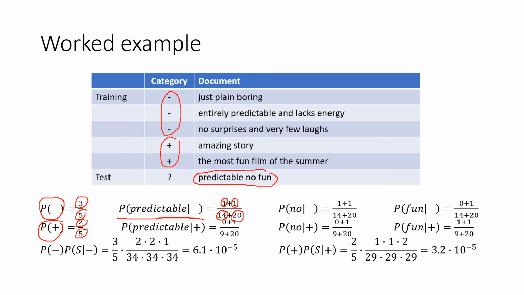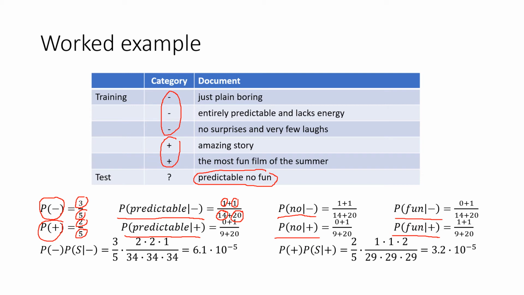In the same manner, we calculate the probability of the word no given the negative class and the probability of the word fun given the negative class. A similar calculation is done for the probabilities of these same words, but for the positive class. So we calculate the probability of the word predictable given the positive class, the probability of the word no given the positive class, and the probability of the word fun given the positive class.